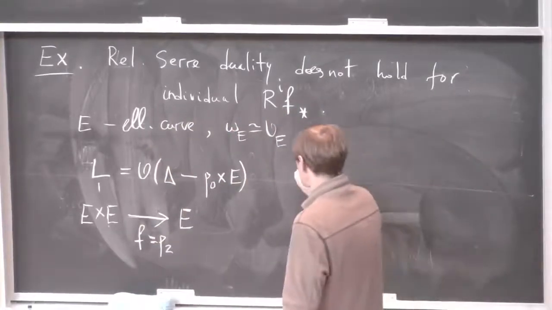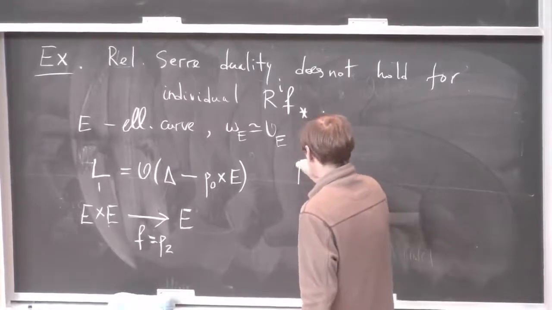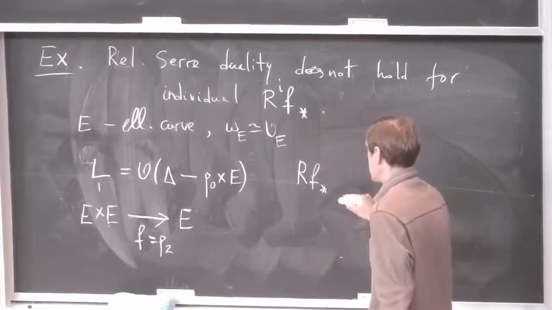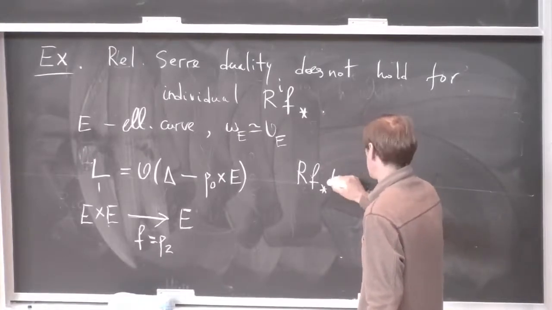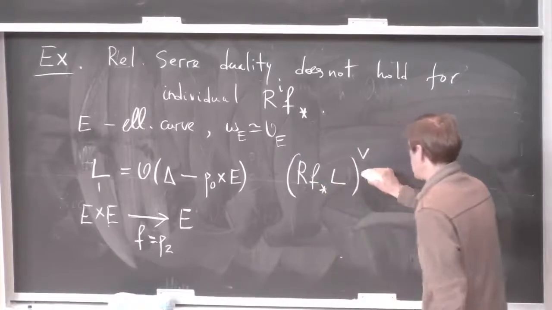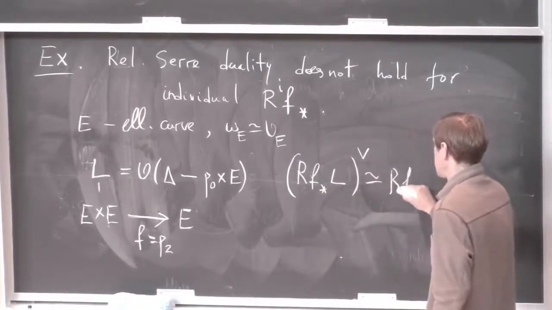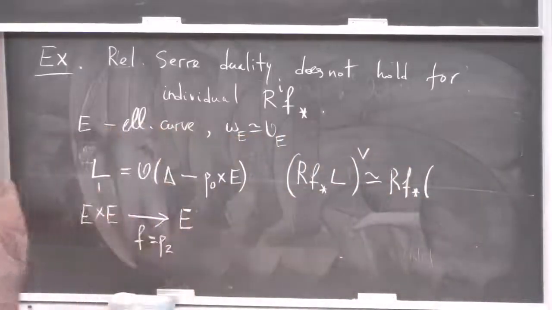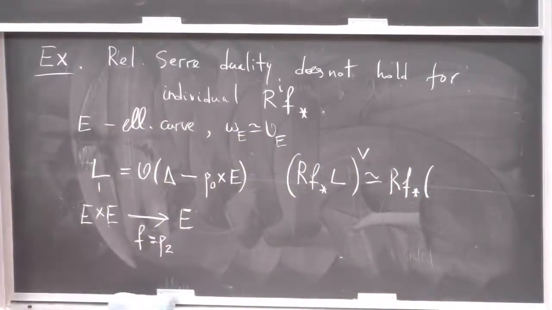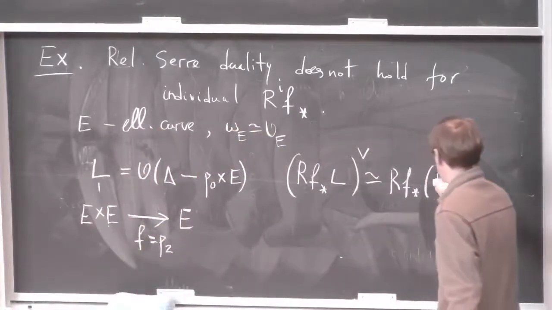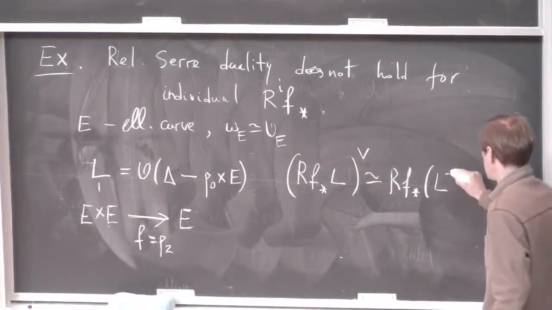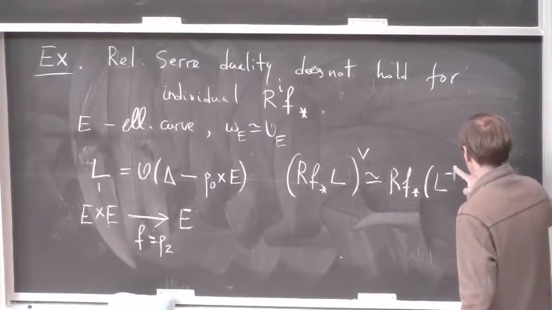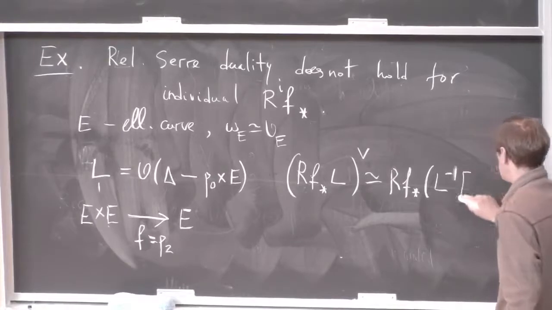So Serre duality just says something about the connection between Rf_* L dual and Rf_*. The right-hand side will be R Hom from L to this guy, so it's just going to be L inverse. The relative differentials are trivial in this case, so it will be just L inverse shifted by 1.